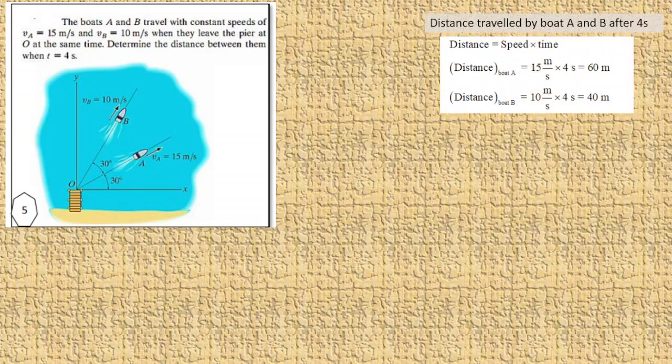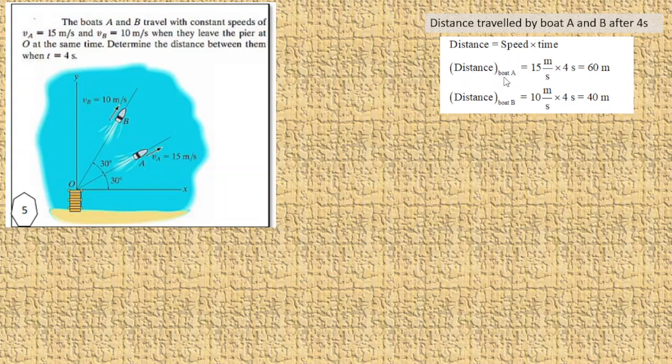In order to solve this problem, the distance between the two boats A and B at 4 seconds, we can calculate simply the distance of boat A from the origin and of boat B from the starting point at the pier. Then, as you know, speed equals distance over time. From this, distance equals speed times time, so we can simply calculate the distance of boat A and boat B respectively, and we will get 60 meters and 40 meters.